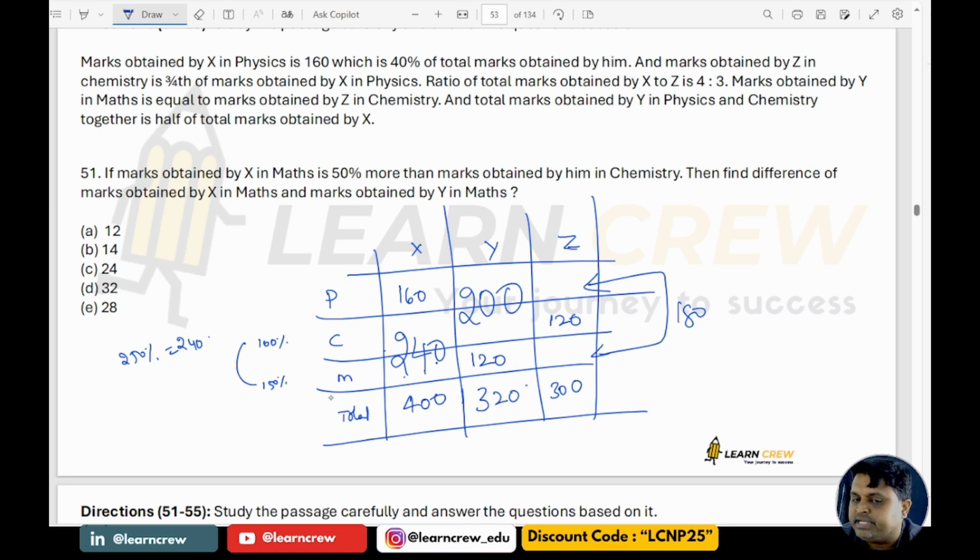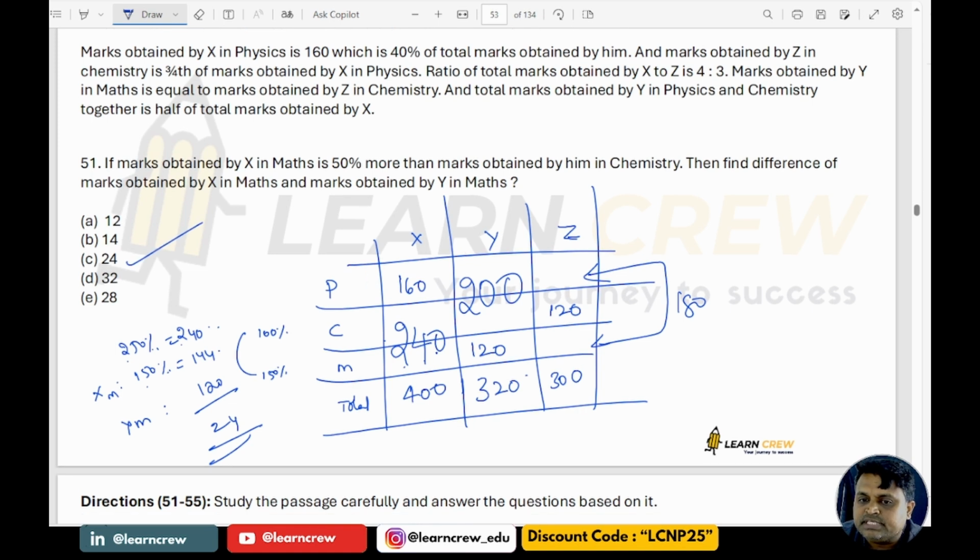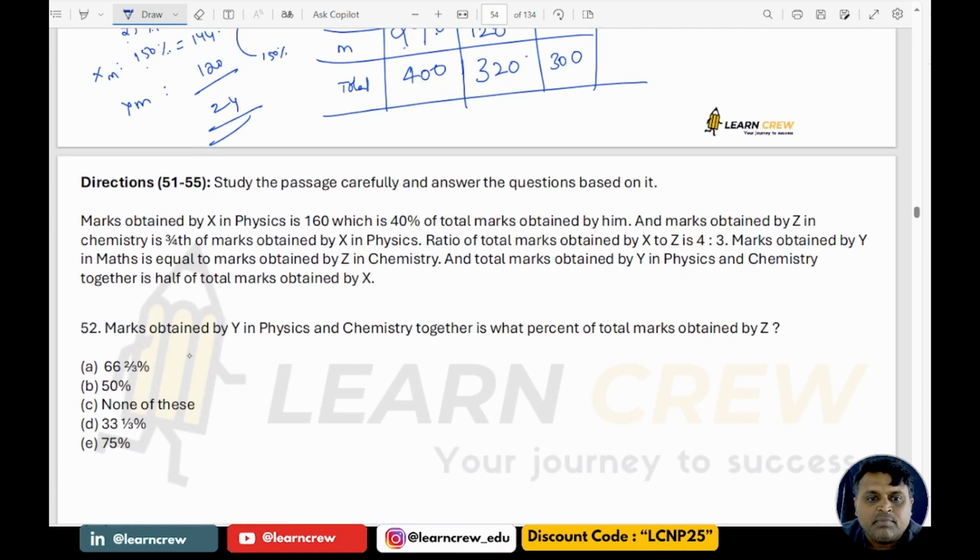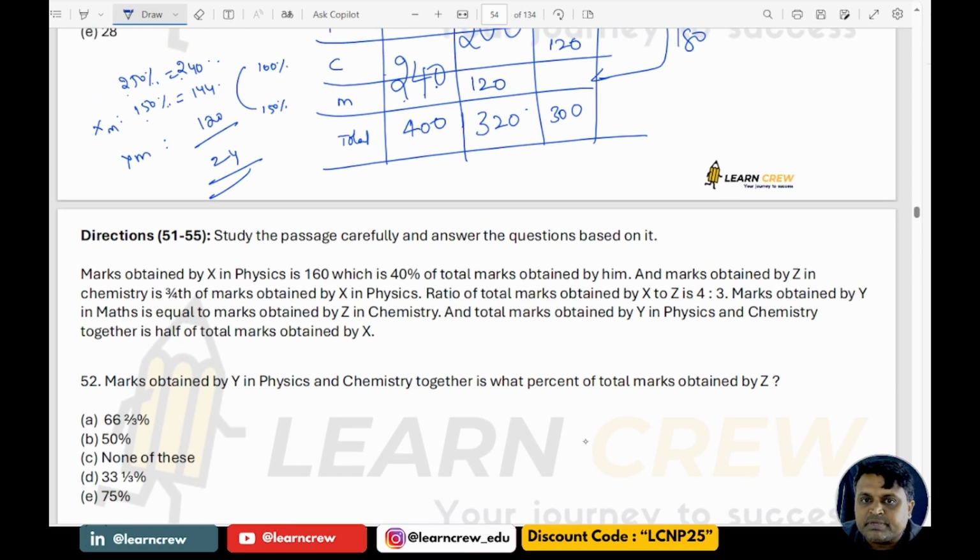If 250% is 240, then X in maths is how much? 150% would be 5 5s are 25, 48s, 3 5s are 15, 3 48s are 144. And Y in maths is 120. The difference is 24. Option C is correct.